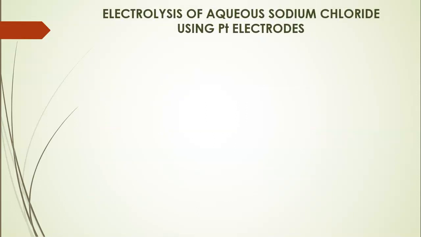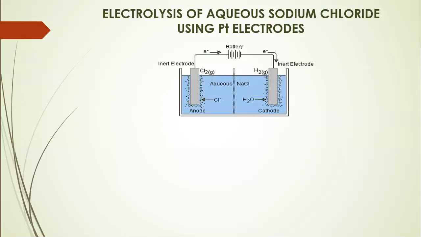Today, we'll do electrolysis of aqueous sodium chloride using platinum electrodes. Platinum electrodes are inert electrodes, that is, they do not take part in an electrochemical process. Now this is an electrolytic cell.